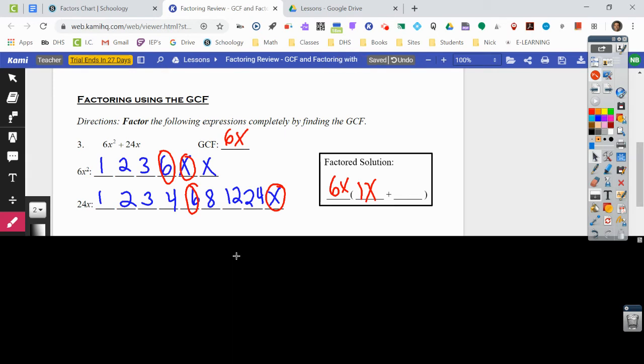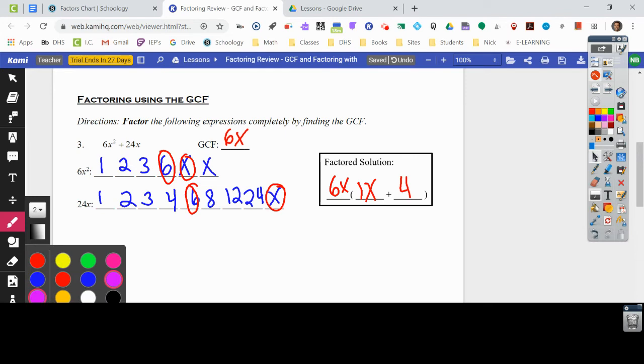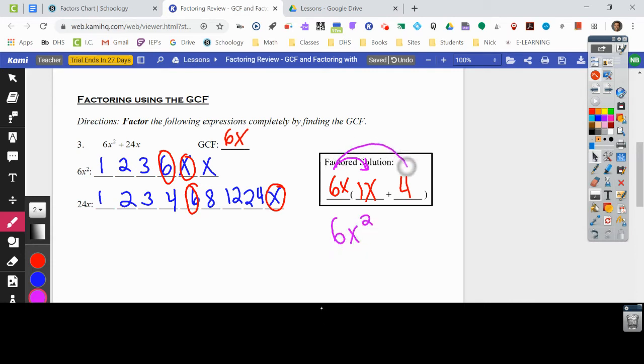Now I do the same thing for 24x. If I pull out this 6, 6 times what gives me 24? Well, 6's partner was 4. I used up this x, so I can't put it back in. And remember, I can always check my work by distributing. 6x times 1x gives me 6x squared, and 6x times 4 gives me 24x. That plus sign just drops down, and look, I'm back at my original problem, so I know I had the right answer.